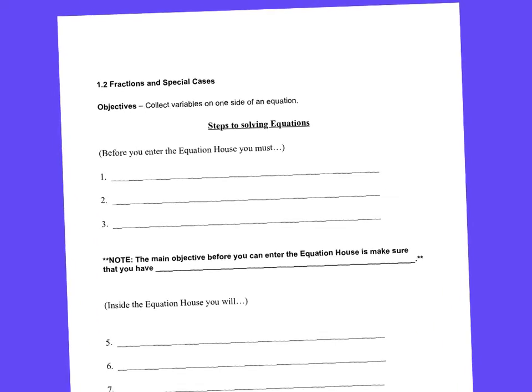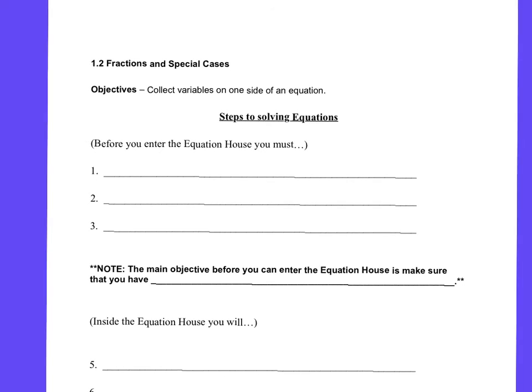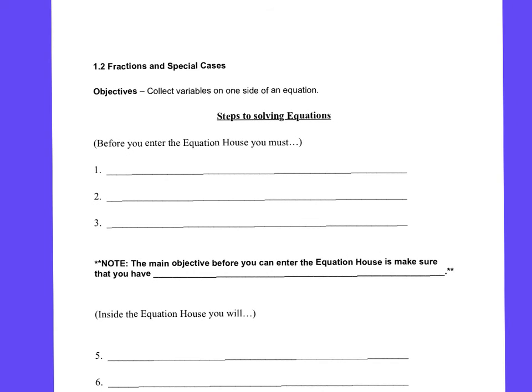Right, follow along here. This is lesson 1.2, fractions and special cases. If you have your notes packet, follow along in there. If not, just follow along on scratch paper, and you should be good. First things first, we know that the objective of solving an equation is just to get the variable by itself. Get all the variables on one side, right? That's how we would solve that.